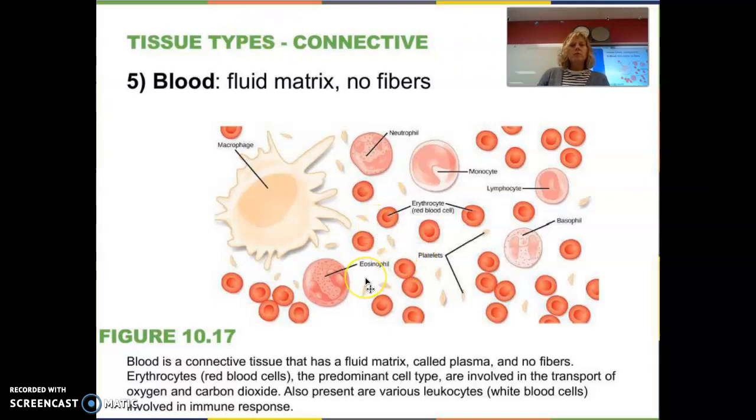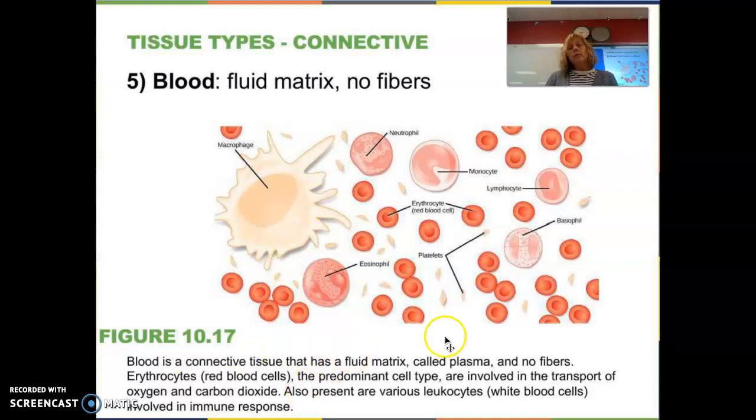Hello, human biology students. I'm going to pick up exactly where we left off. We just finished talking about bones and bone structure. We're still going through connective tissue, and I mentioned that blood is a part of that. So I'm going to give you a quick overview of blood.